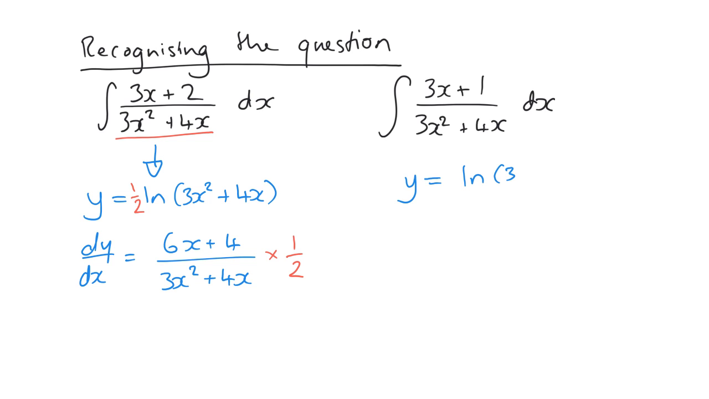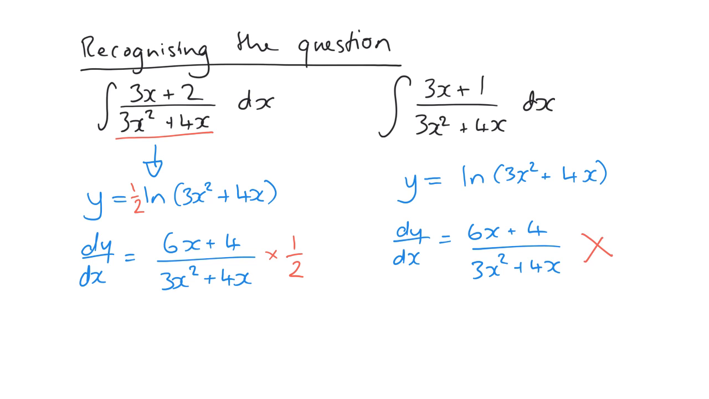Whereas over at this side, the guess would be the same, ln of 3x squared plus 4x. But when we differentiate, there's nothing we can multiply this by to get 3x plus 1 on the top, okay? Because times by a half would get 3x plus 2. Times it by a quarter would get 3 over 2x plus 1. So there's nothing we can multiply here to get us back up to this one. So this is a partial fractions question.